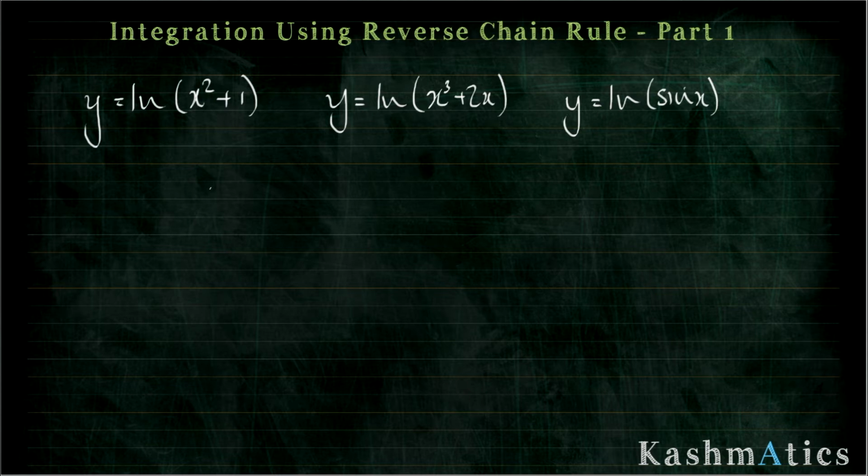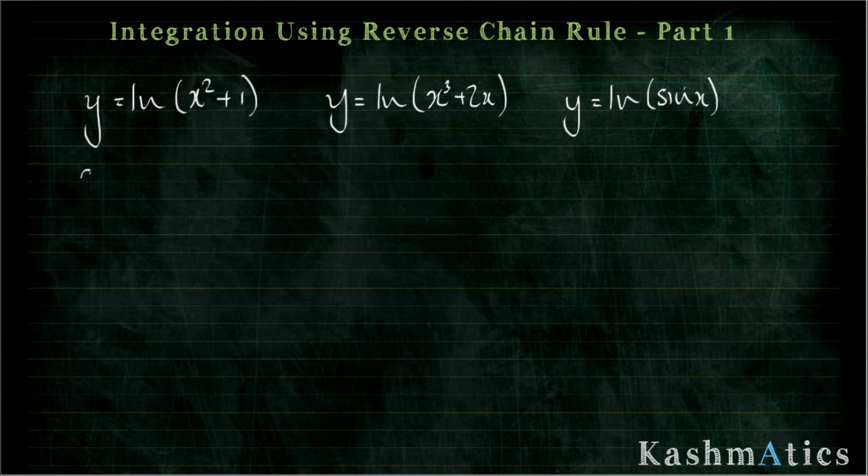Right, so as you see on the screen, we've got three different functions, but they're all log functions or natural log functions. And what we're going to do is differentiate these using the chain rule. So let's look at the first one here. We've got y equals ln(x squared plus 1). So whenever you're differentiating an ln function, it becomes 1 over the function, but then we have to remember to multiply by the derivative of what's inside the brackets.